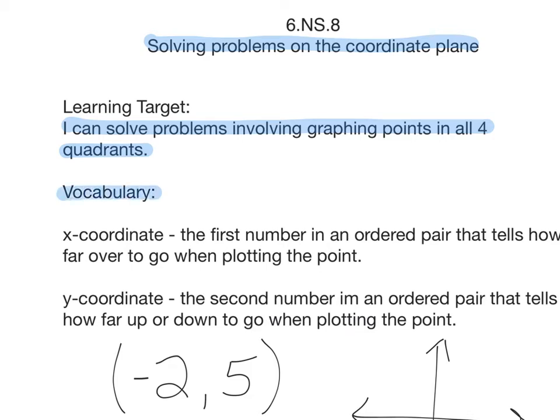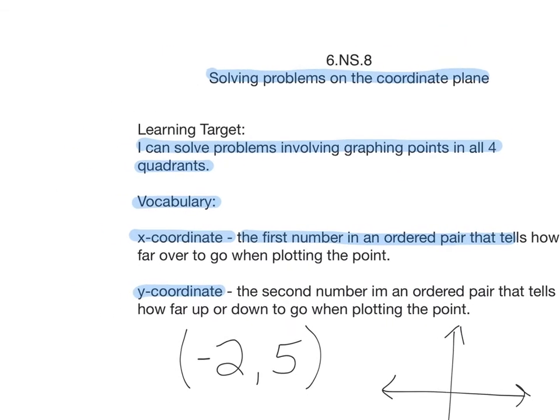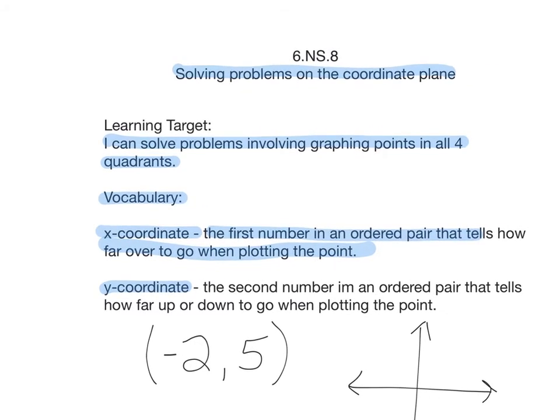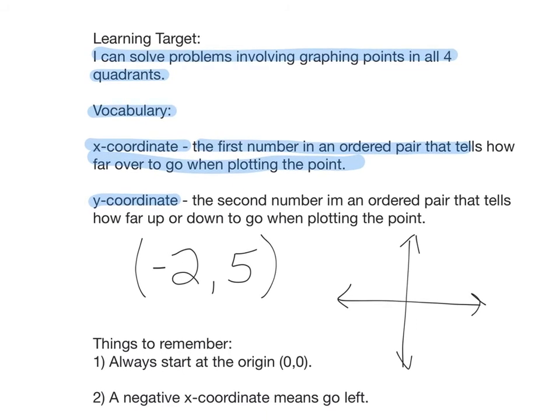Okay, the vocabulary you need to remember are the x-coordinate and the y-coordinate. The x-coordinate is the first number in an ordered pair that tells how many or how far over to go when you're plotting the point. It's over. That's the over number. The y-coordinate is the second number in an ordered pair that tells how far up or down you go when plotting the point.